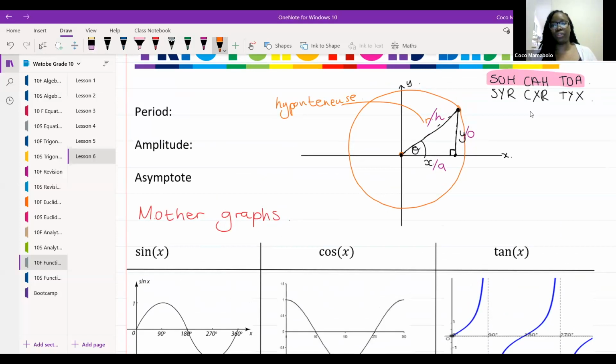Okay, sure, princess, you've got 5 seconds. Yes, the mother graph. Okay. That's it, princess, that's enough time.